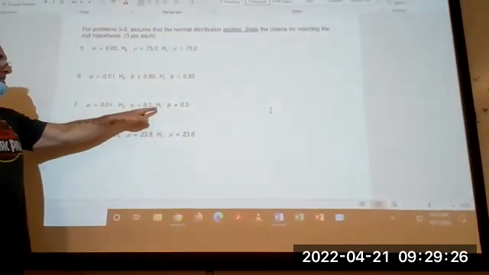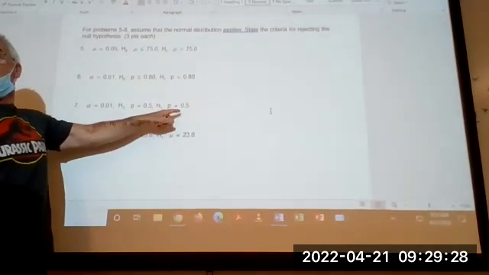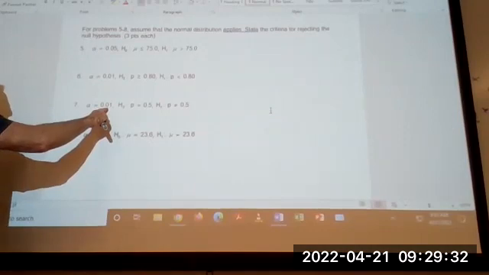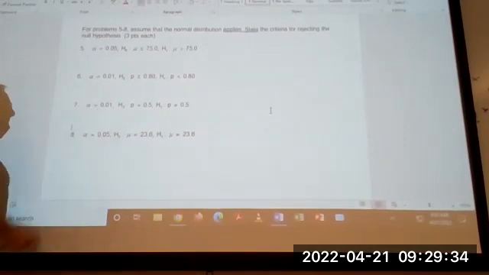Except in this case, it's a two tail. So now I cut it in half. I cut that in half. So it'll be 0.005. So which one is 0.005? This one. No, that's 0.05. 0.005. Okay.